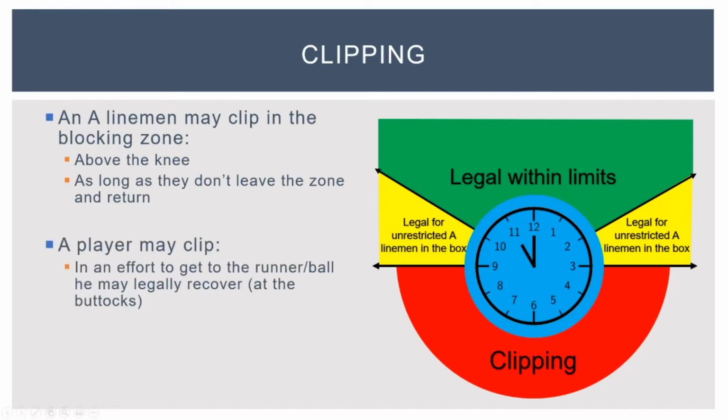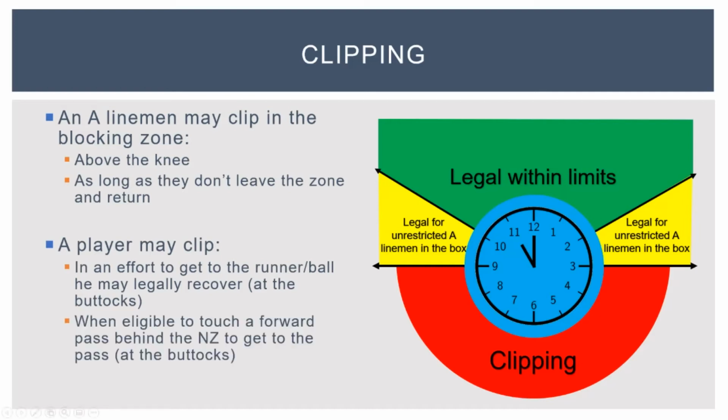Any player can legally clip in an effort to get to the runner or ball that they can legally recover, and they can go below the waist to the buttocks and make that a legal clip. Also, they could do the same thing to clip when they're eligible to touch a forward pass behind the neutral zone to get to the pass. Again, they can do that to the buttocks. And everybody can clip the runner.